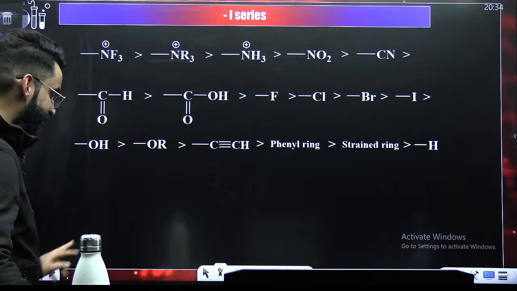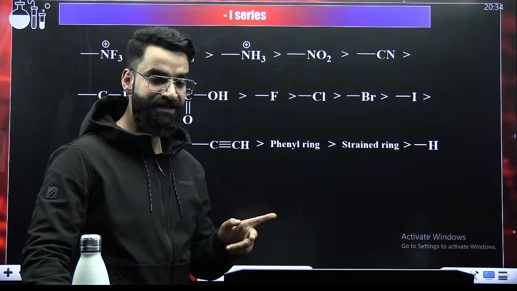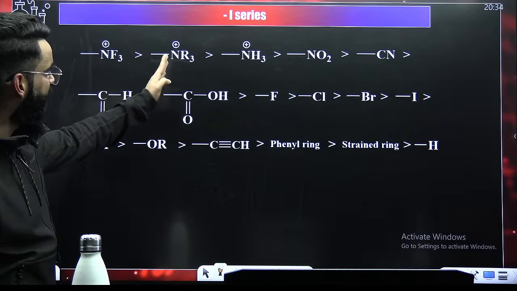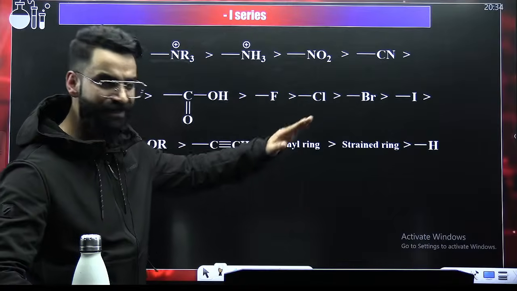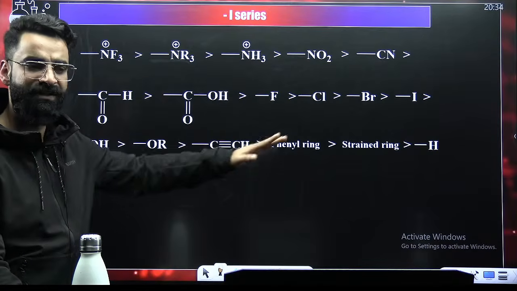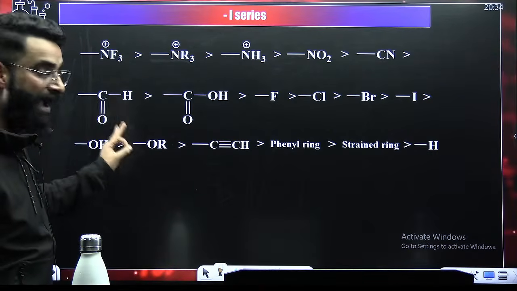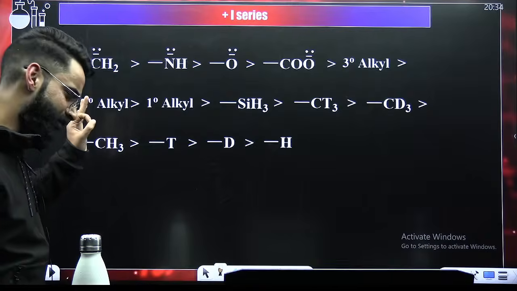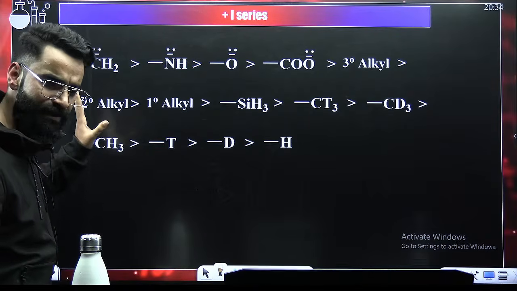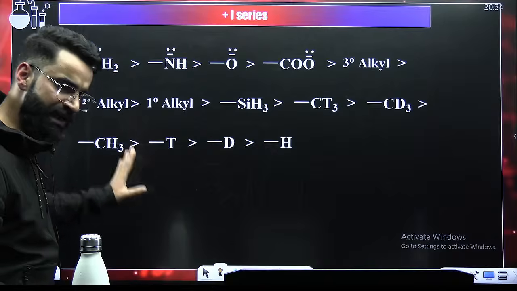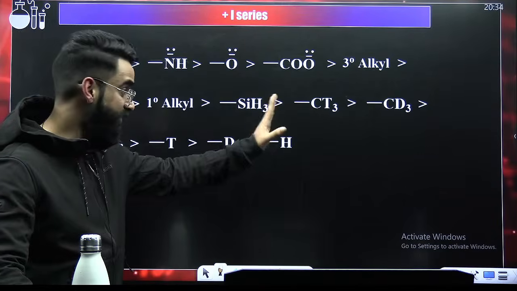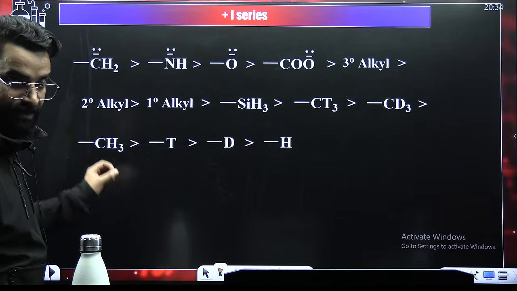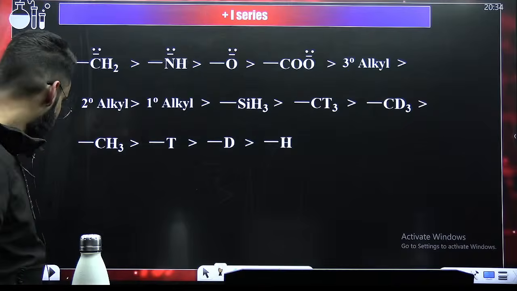And my dear students, I'll be giving you 2 series, minus I series and plus I series. You have to remember it, right? NF3 positive has got maximum minus I, followed by NR3 positive, followed by NH3 positive, NO2, CN. You can make any mnemonic to remember this particular series. This is the minus I power series. Similarly, this is the plus I power series. You can create a mnemonic on your own based on your convenience. This series is important, you have to remember it.